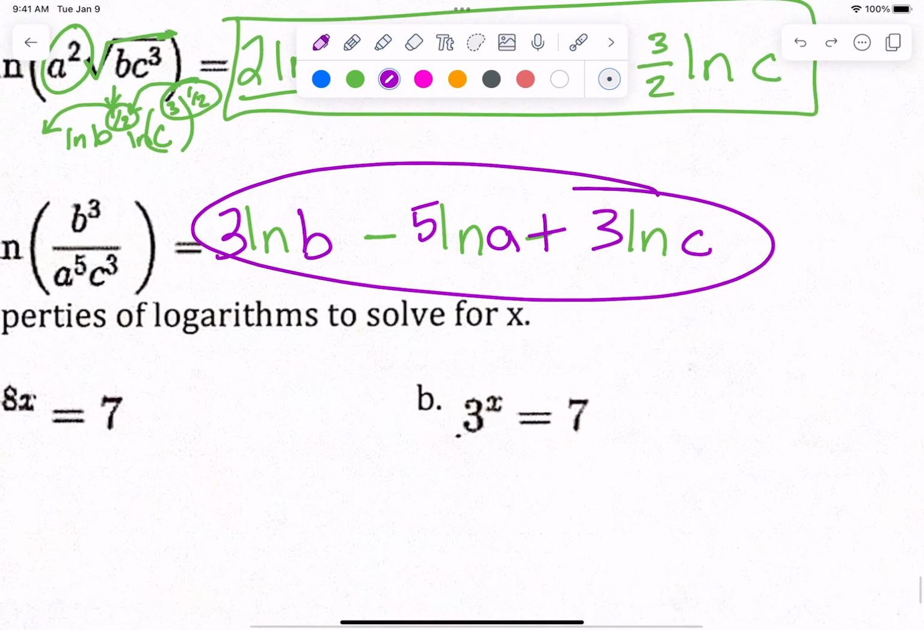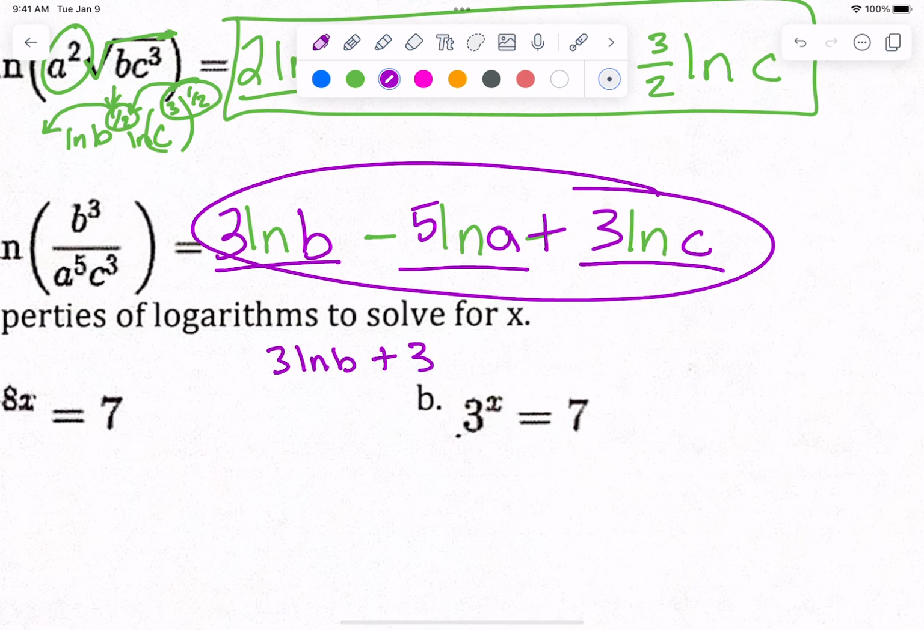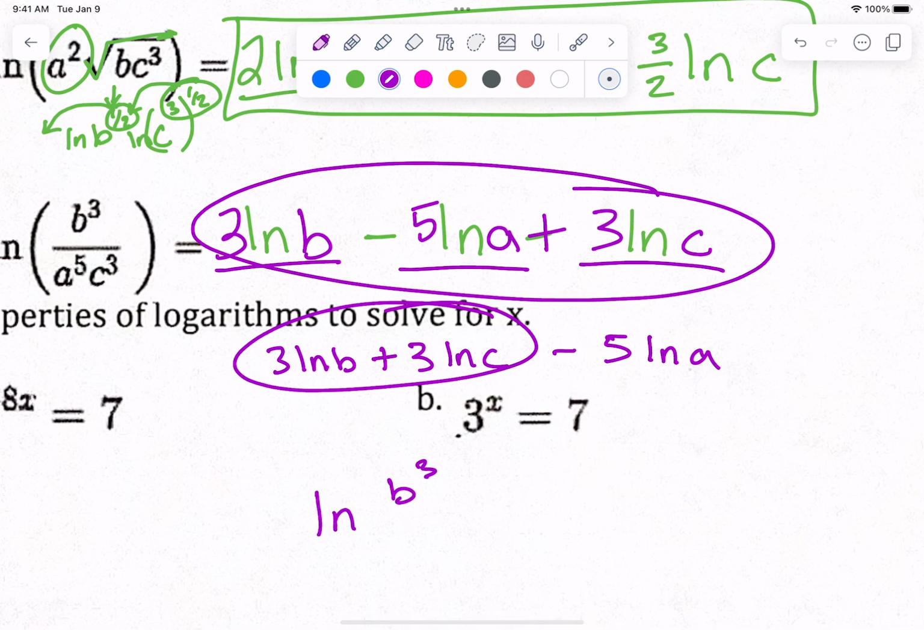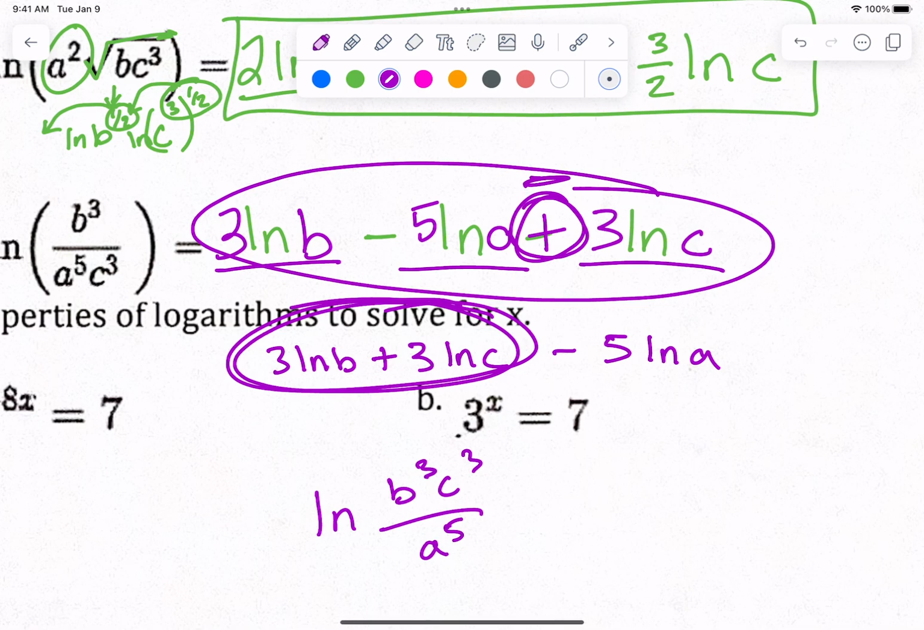So if I write it like that, I could put this guy first, this guy second, and this guy third, right? So I have 3 ln B plus 3 ln C minus 5 ln A. Technically, when I write it like that, these two look like they go on the top together. So that would be ln of B cubed C cubed over A to the 5th. Does that make sense? So you have to note that he is a negative. That he goes on the bottom. Otherwise, if you rearrange them and he's positive, these two look like they go on the top. Make sense? Yeah. That's how he works.